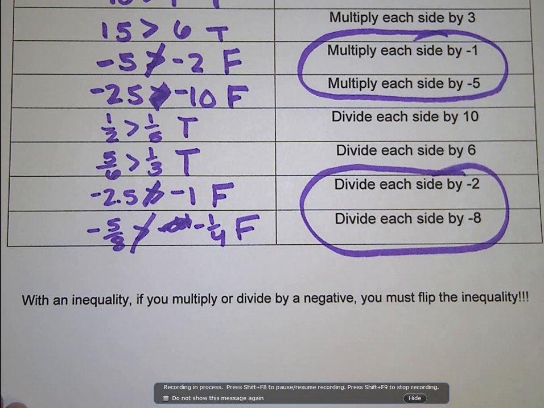With an inequality, if you multiply or divide by a negative, you must flip the inequality. You can add or subtract, no problems, you don't have to flip the inequality, but if you multiply or divide by a negative, you must flip it. Now we're going to look at an example.